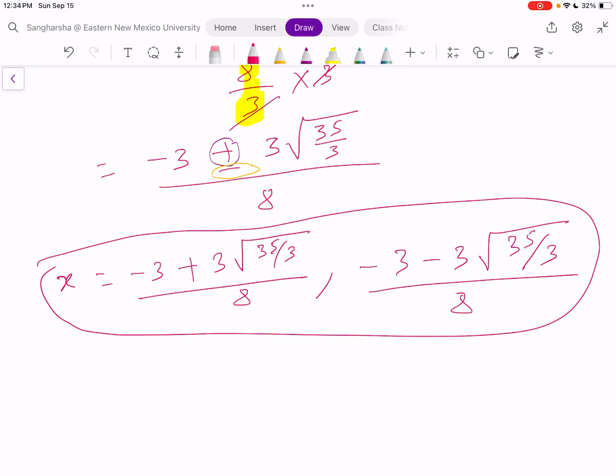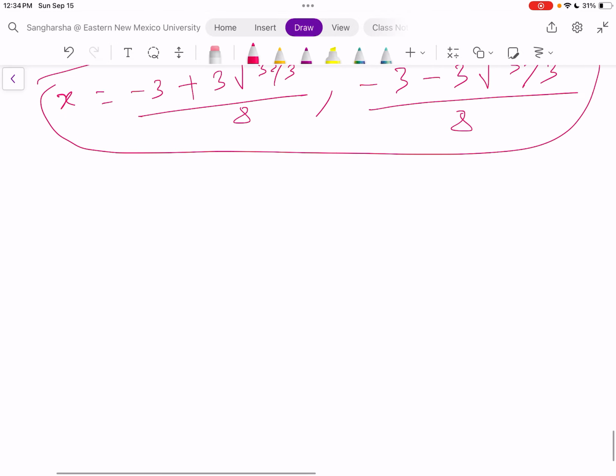Okay, now yeah, this is all. So from section 1.2 you all need to know how to solve the equation by factoring method, by completing the square method, and by using quadratic formula.